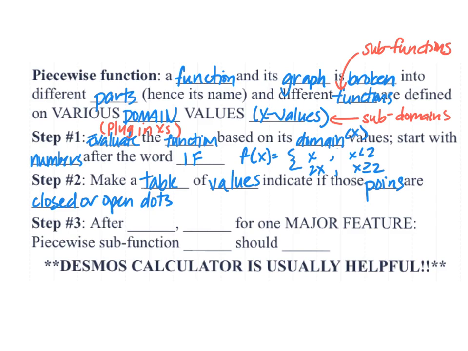And then finally, step 3 is after graphing the points that you put in your t-table, you need to check for one major feature, and that is that the sub-functions' graphs should not cross each other.